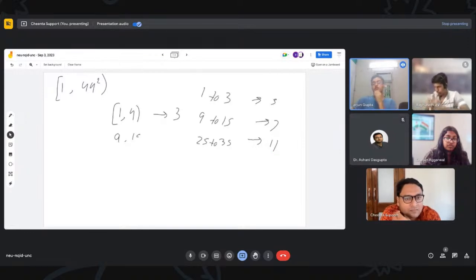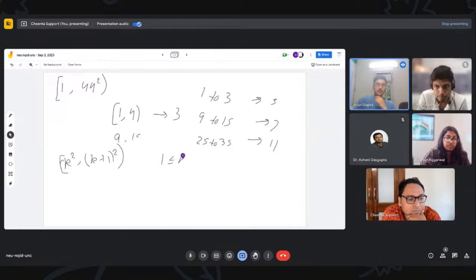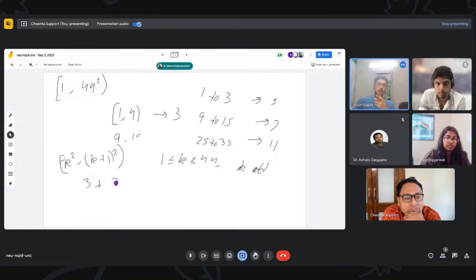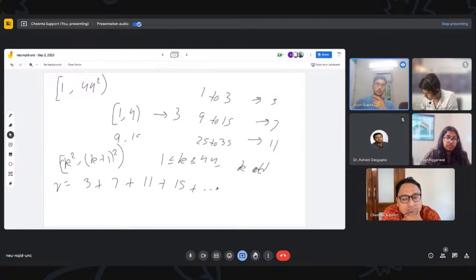Now let's talk about the number of terms of this AP. We are essentially looking at such intervals for which k is odd, and we have 22 such intervals. So the sum is 3 plus 7 plus 11 plus 15 plus so on, and we get 22 terms. I hope this is clear.